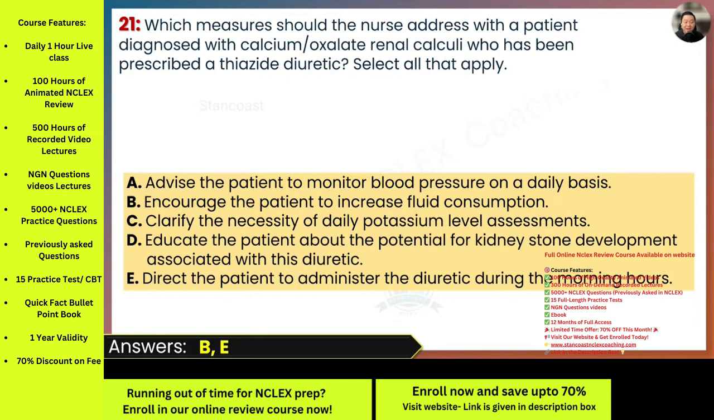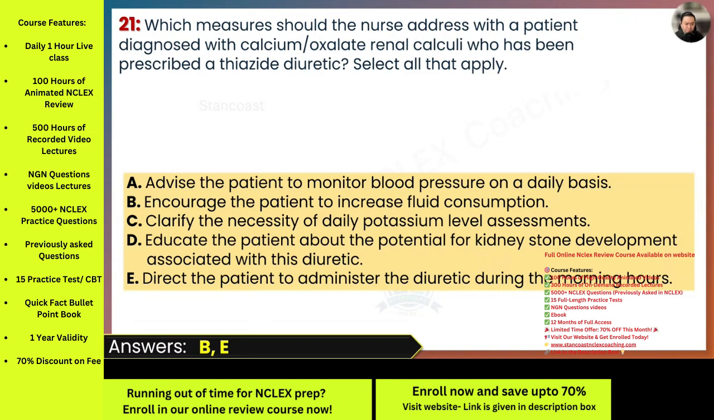Now, your strategy in answering this question is to identify the interventions that directly address the disease process and the medication's effects. And you gotta go back into reviewing the drug's mechanism of action, then focus on the common side effects and the management strategy. So you have to eliminate those options that do not align with the patient's condition or the medication's purpose.